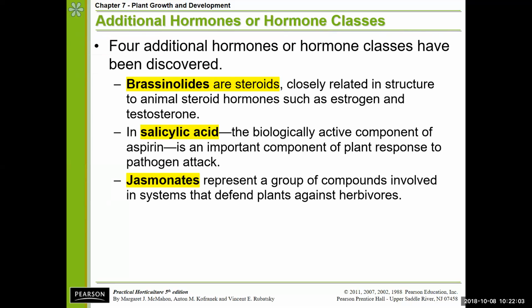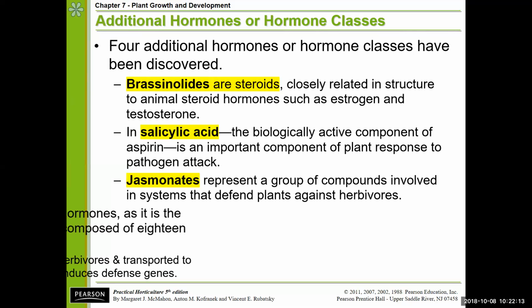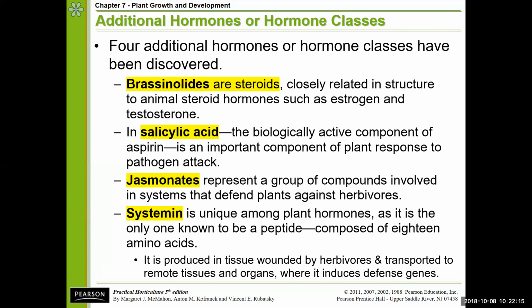Jasmonates, also kind of the same deal. They are involved in the defense mechanisms of plants against plant feeders, herbivores. And finally, we have systemin, which is a unique plant hormone. It's the only one that is known to be a peptide, composed of amino acids. And it is naturally produced in wounded tissues of some plants too. So these are kind of newer, and we're still trying to figure out what we can do with them.